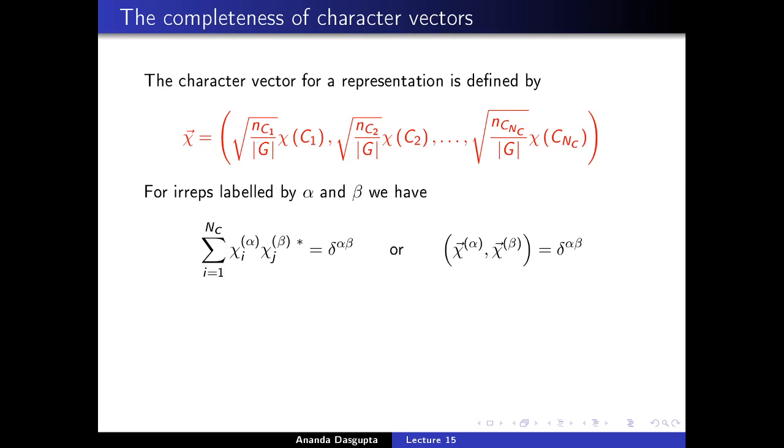At this point, let me stress that the inner product that we have defined here is essentially the sum of chi_i chi_j star kind of inner product. This is basically consistent with the way mathematicians usually define inner products on complex vector spaces, or Hermitian products to be more precise. These are linear in the first factor and antilinear in the second factor.